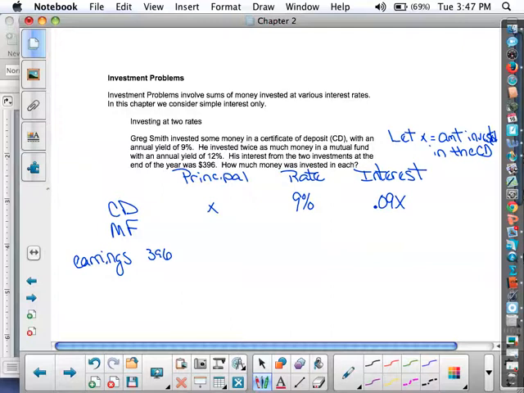The mutual fund, he invested twice as much. We read that in the problem. The rate he's earning on that is 12%, so therefore the interest is 0.12 times 2x, so 12% of the principal investment. His total earnings, so the sum of these two amounts, should be $396.